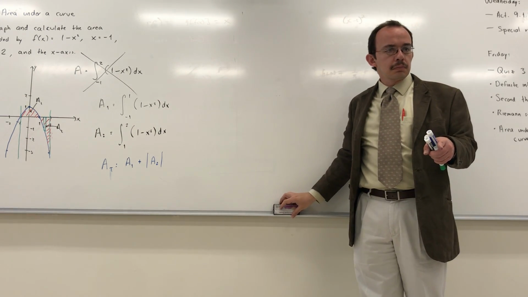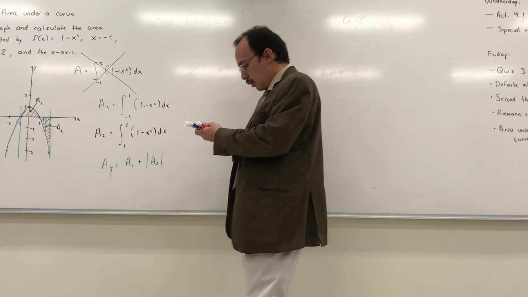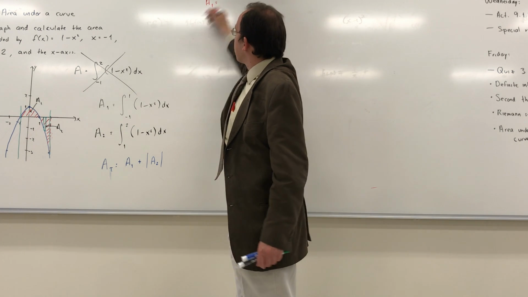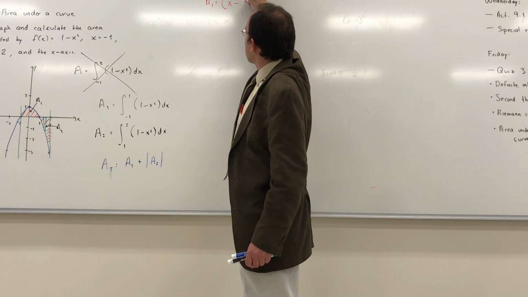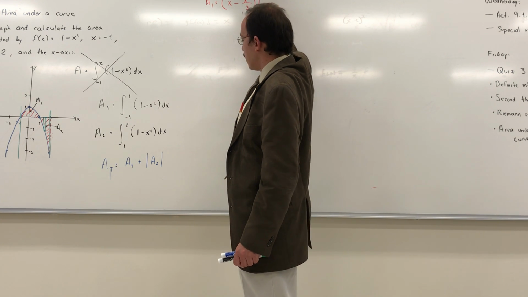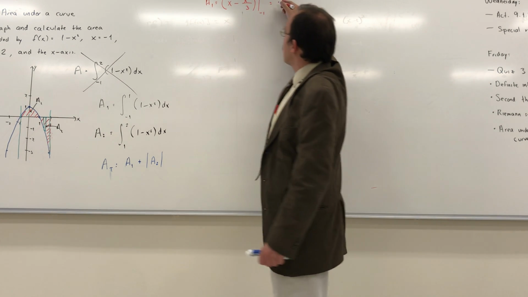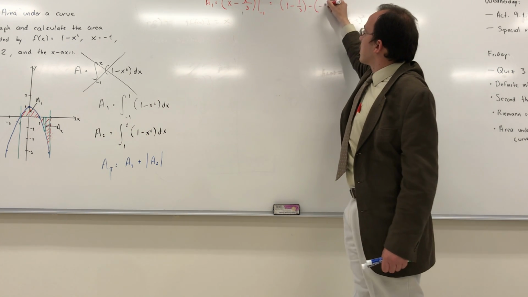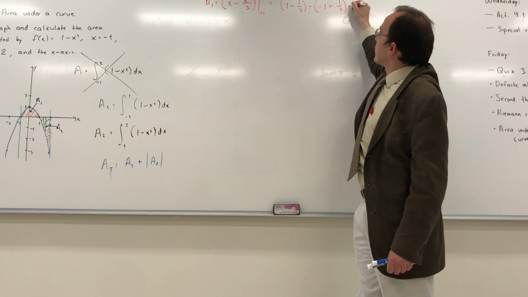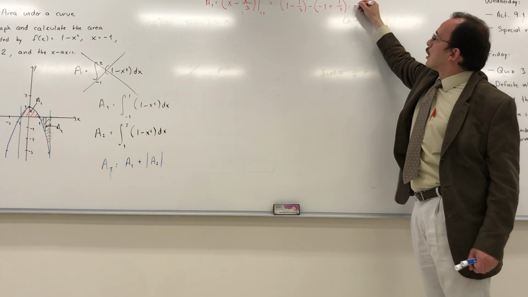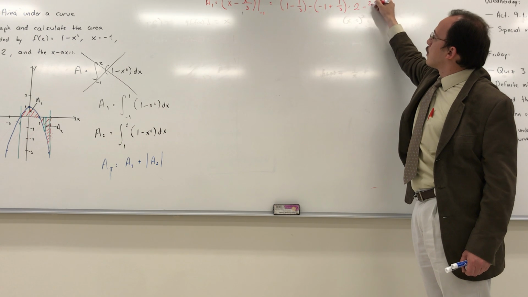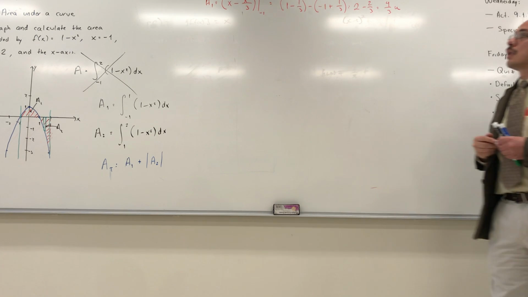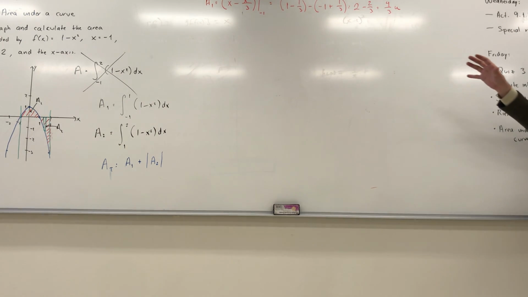A ver, ¿podemos resolver? So, for the area 1 is going to be the integral of that, x minus x to the cube over 3 between minus 1 and 1. So that's going to be 1 minus 1/3 minus minus 1 plus 1/3, and that's equal to 2 minus 2/3, equal to 4/3. Yes. That's the first area.